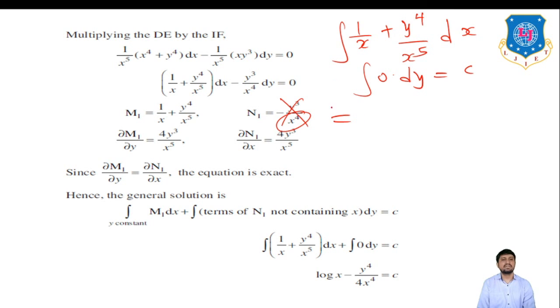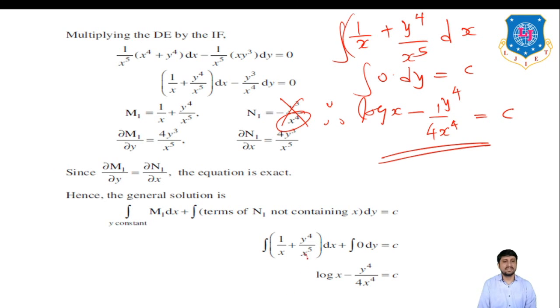So the integration of 1 upon x is log x, and the integration of 1 upon x raised to 5 is x raised to minus 4 upon minus 4, so minus 1 by 4 x raised to 4, with y raised to 4 as it is, equal to c. So this is my final answer. Here you can see log x minus y raised to 4 upon 4 x raised to 4 is equal to c.